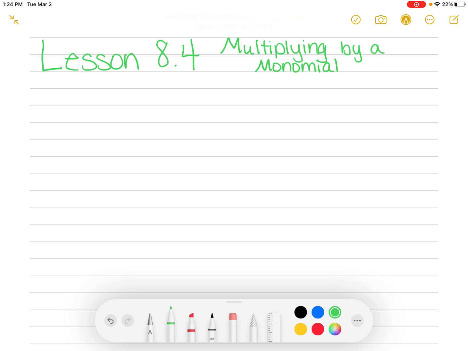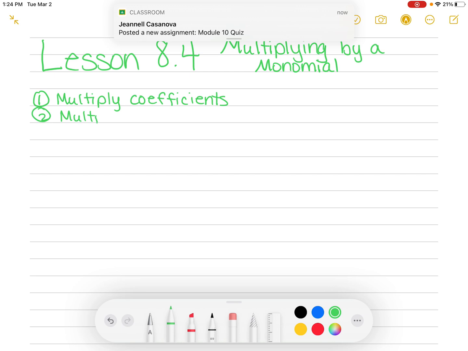Hello students, today we are doing lesson 8.4, multiplying by a monomial. There are two things you have to do when multiplying by a monomial. The first one is multiply coefficients, and we're going to talk about what each of these things means in just a minute. Then the second thing you're going to do is multiply variables. We're going to talk about how to do each one of those things, which we have already done.